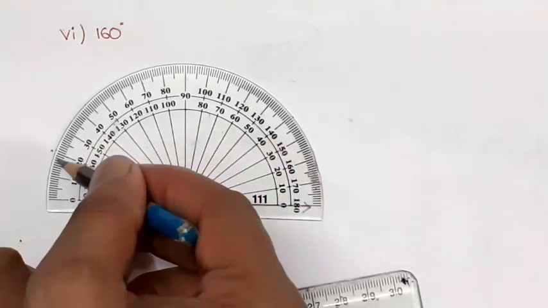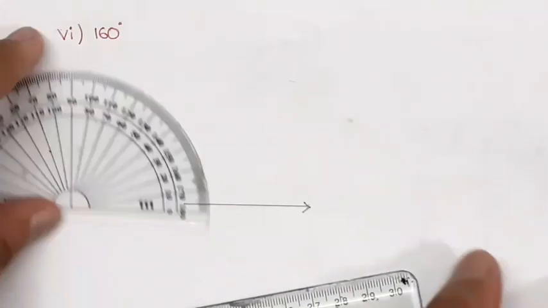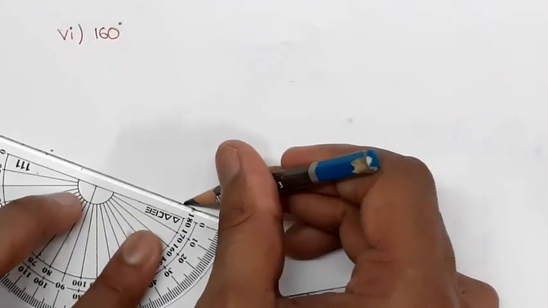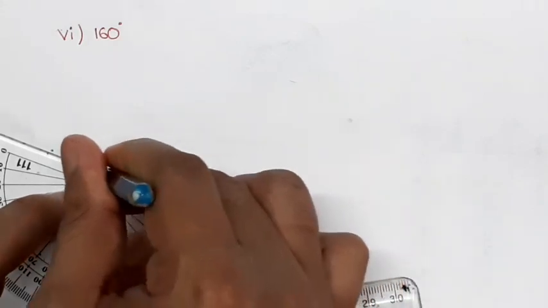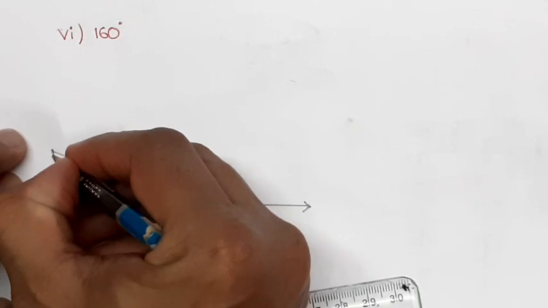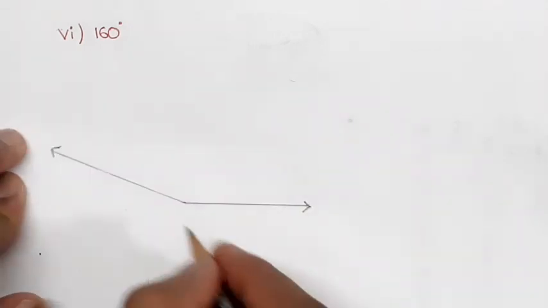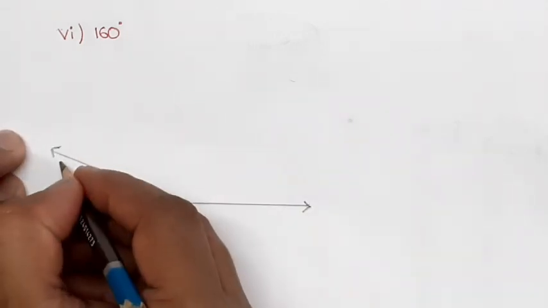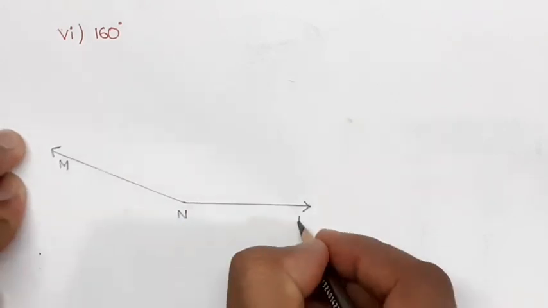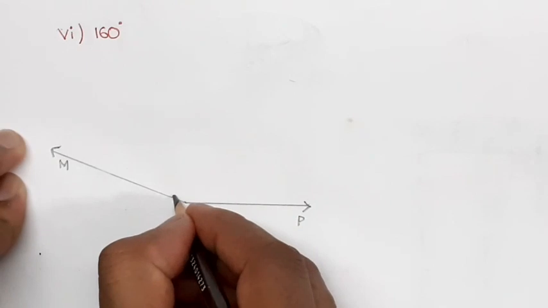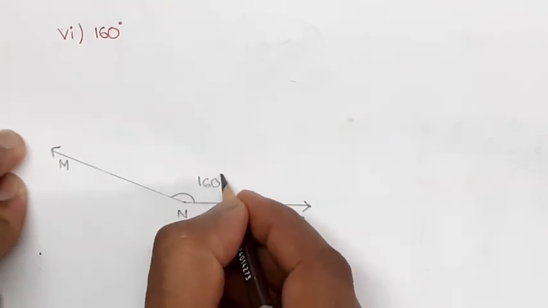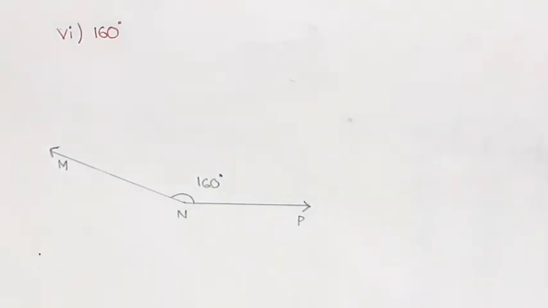So I kept the point over here, and now what we have to do is join our end point and the point which came after measuring 160 degrees. So let us name it MNP. And what is the measure of this angle? 160 degrees.